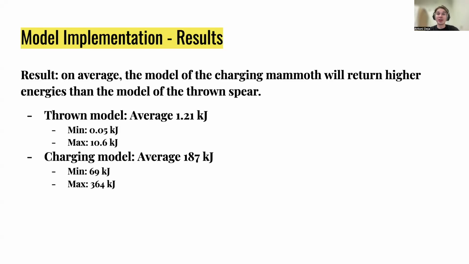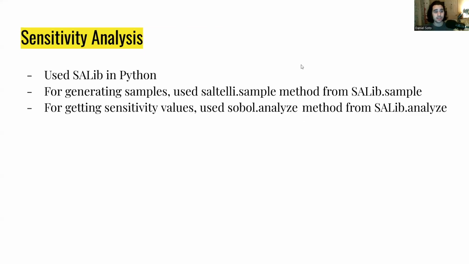So here are the results. On average, the thrown model worked much worse than the charging model. The thrown model only had an average of 1.2 kilojoules with a minimum of 0.05 kilojoules, which is 50 joules, and a maximum of 10.6. While the charging model had an average of 187 kilojoules with a minimum of 69 kilojoules and a maximum of 364 kilojoules. So for our sensitivity analysis, we used the Python library SALib. To generate the samples for our sensitivity analysis, we used the sample method from this library. And to get the analysis itself as well as its values, we used the sobol.analyze method.